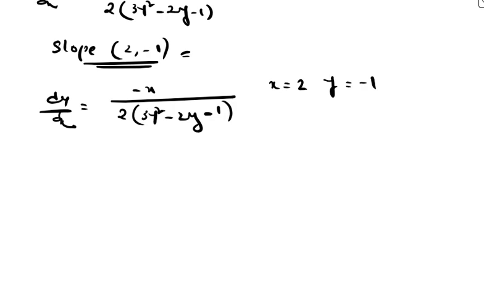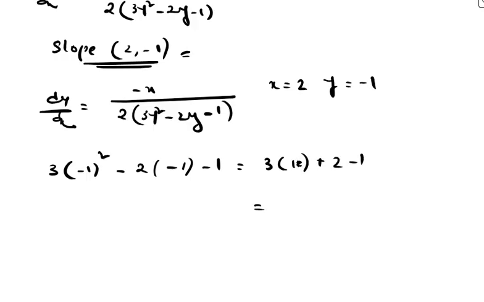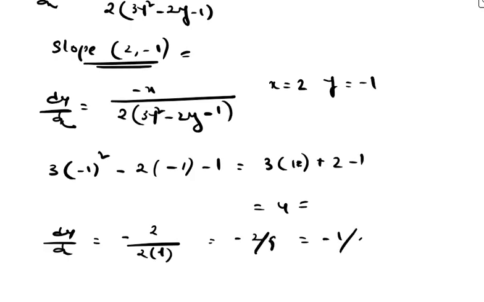So first compute the denominator. We get 3 into (minus 1) whole squared minus 2 into minus 1 minus 1. That is 3 into 1 plus 2 minus 1, that is 4. So dy/dx is equal to minus 2 by 2 into 4, that is minus 2 by 8, that is minus 1 by 4.